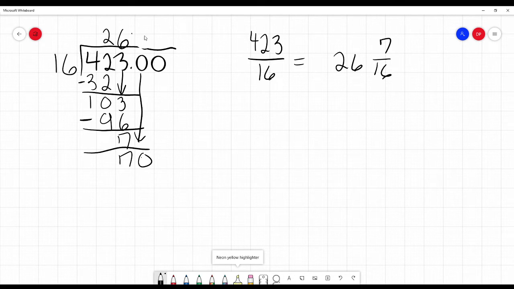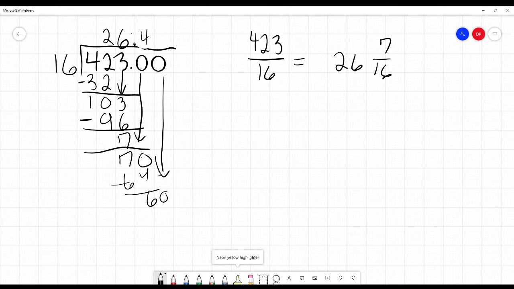16 would go into 70 probably 4 times. 64, subtract 6, bring down your next 0. And you can keep going for as long as you need to keep going. Alright, so hopefully you get the idea. That's how long division works. It's just an algorithm figuring out how many times a number divides into another number.